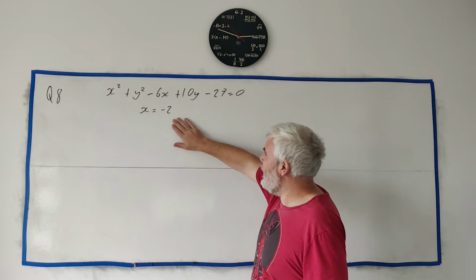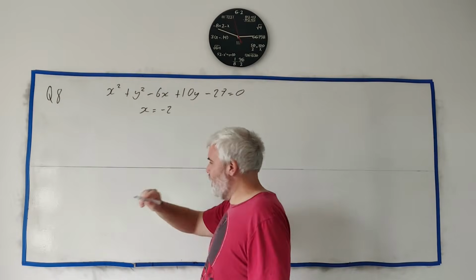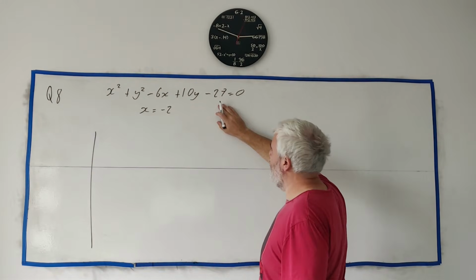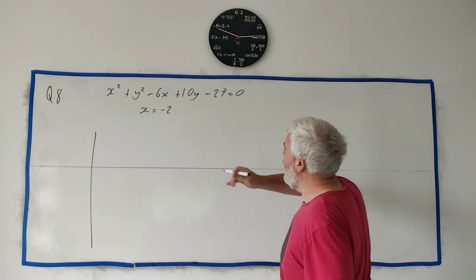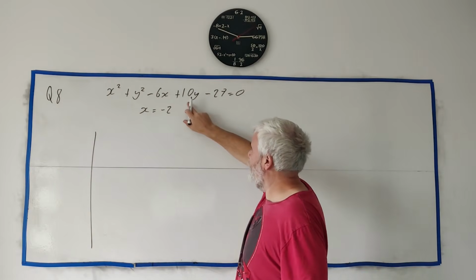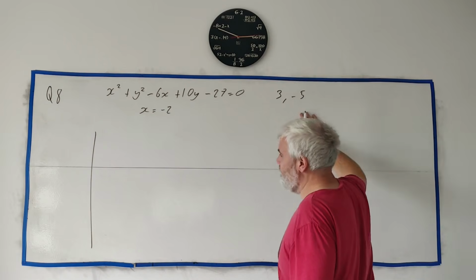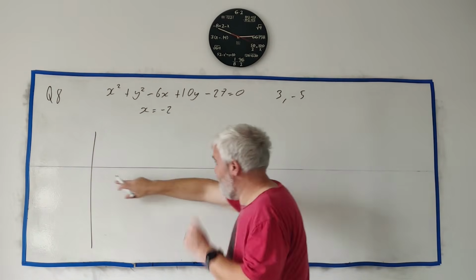The line isn't too hard to draw. It's a straight line going straight down. That's actually going to be important, the fact that it goes straight down. The circle, we know a little about it, so we can tell which side of the line it's on. We know half this number and half this number, change the signs, gives us the centre. That's 3 and minus 5. The line's at minus 2, so the centre of the circle must be to the right of it.